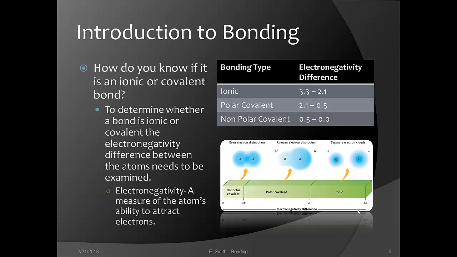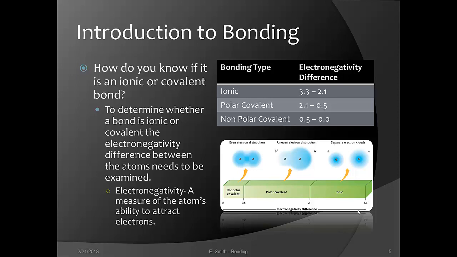So how do you really know if a bond is ionic or covalent? Well, in the textbook, they give you this big electronegativity difference. When you have a bigger electronegativity difference, you're going to have an ionic bond. When you have a slight electronegativity difference, you're going to have a polar covalent bond. And when you have a very, very small electronegativity difference, you're going to have a nonpolar covalent.